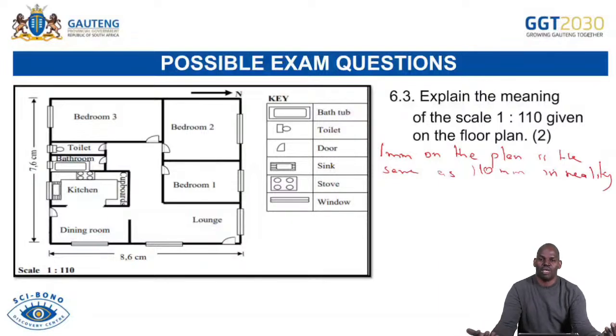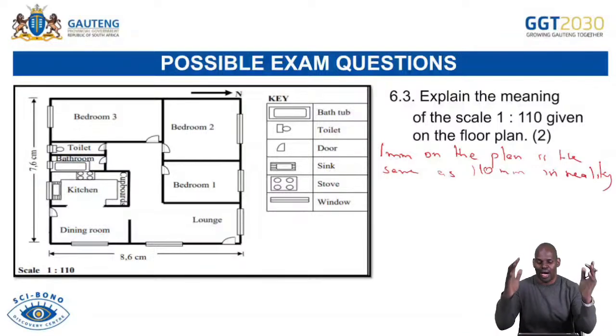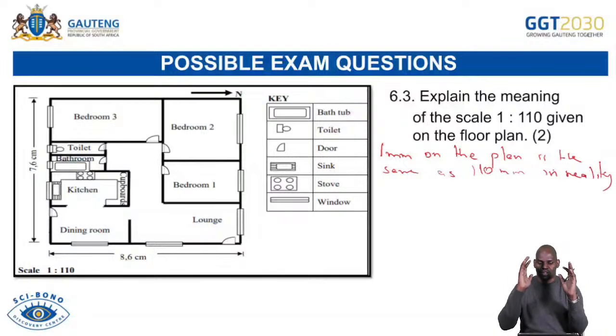Some of you might not use millimeters, they'll use centimeters. They might say 1 centimeter on the plan is the same as 110 centimeters in reality. Some of you might not prefer to use either millimeters or centimeters. They will just say 1 unit on the plan is the same as 110 units in reality. Yes, I got it right. 1 unit on the plan is the same as 110 units in reality.